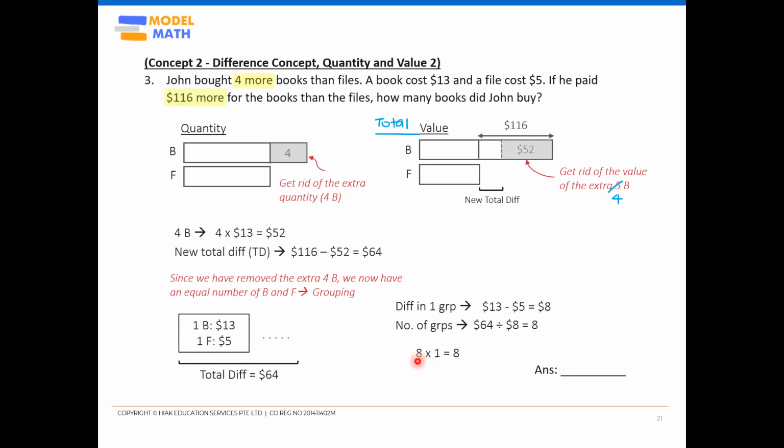Now, also check back the model. Remember just now, we had gotten rid of the extra 4 books, right? So now you have to add them back to include in the total books that John bought originally.